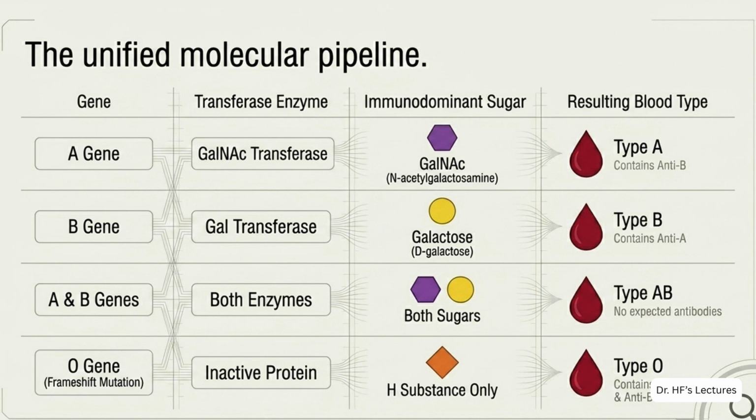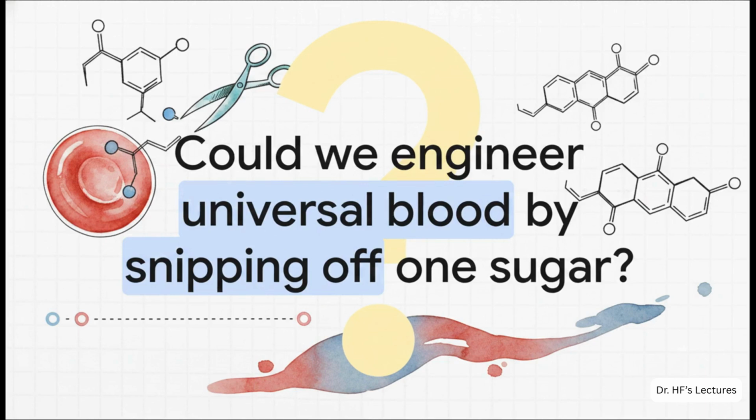Which brings us to a really fascinating final thought. We've learned that this huge life-or-death difference between blood types is just one tiny sugar molecule. So what could that mean for the future? Could scientists find a way to just snip off that final sugar? Could they create an enzyme that turns any blood type into the universal type O?